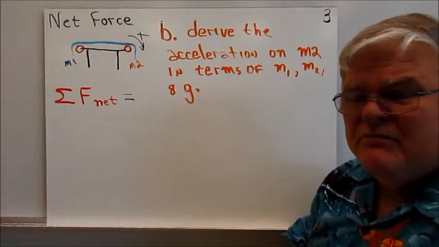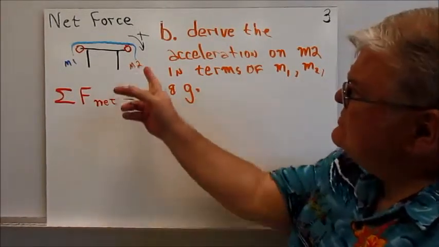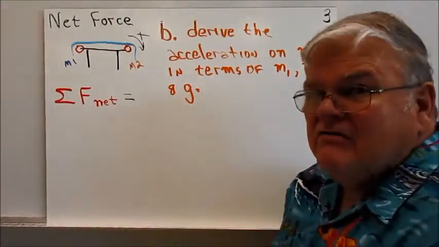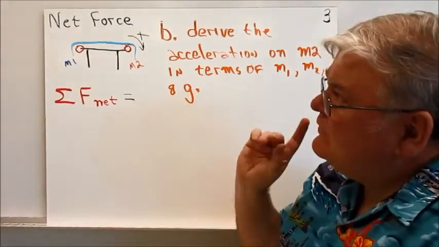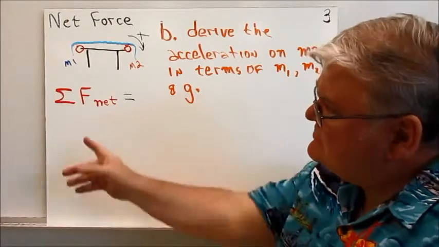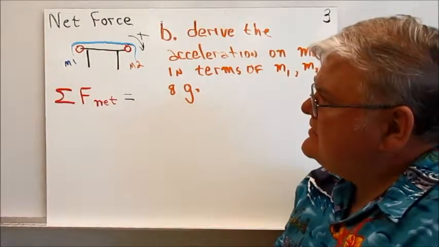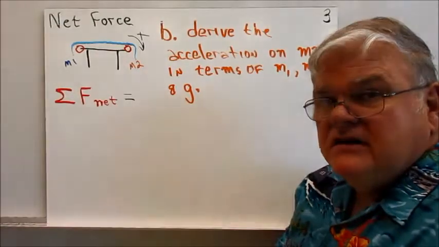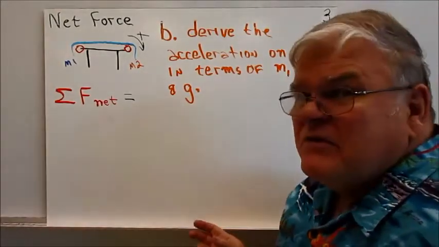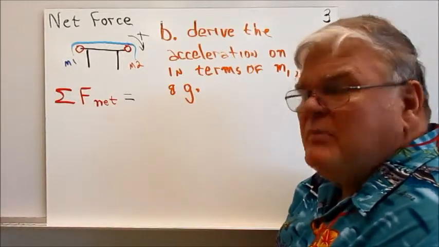Part B of this problem. Okay, derive the acceleration on M2 in terms of M1, M2, and gravity. Okay, what that screams to you, net force problem. Remember, there's your symbol for net force, the Greek letter sigma. Sigma F, net, means the net force. So first thing we need to do, come up with the direction. Oh, the direction fairy's already told us. Positive will be that way.